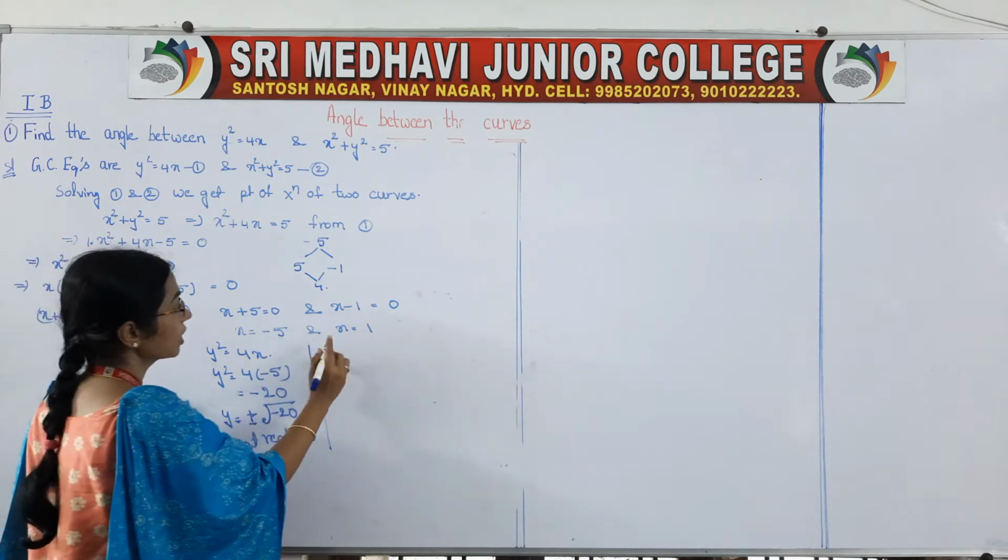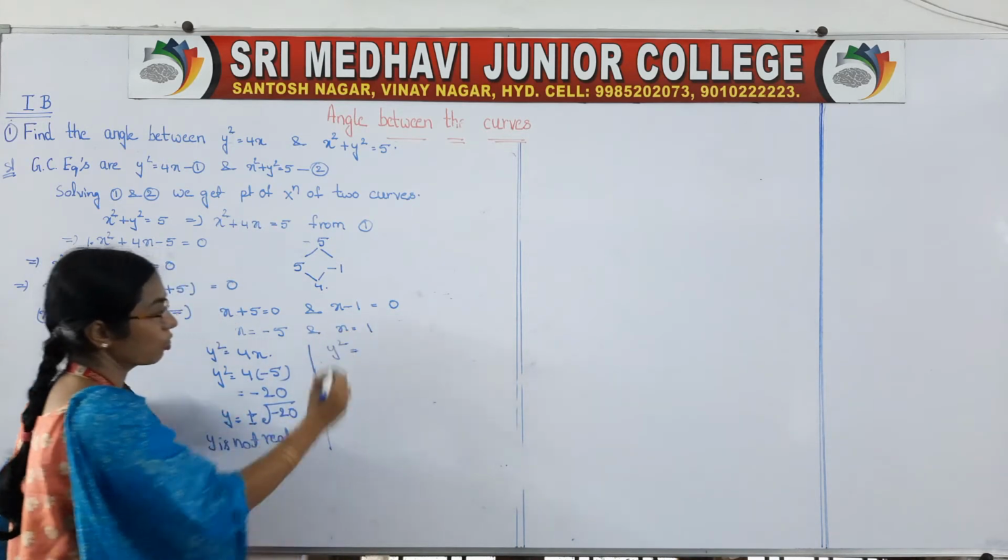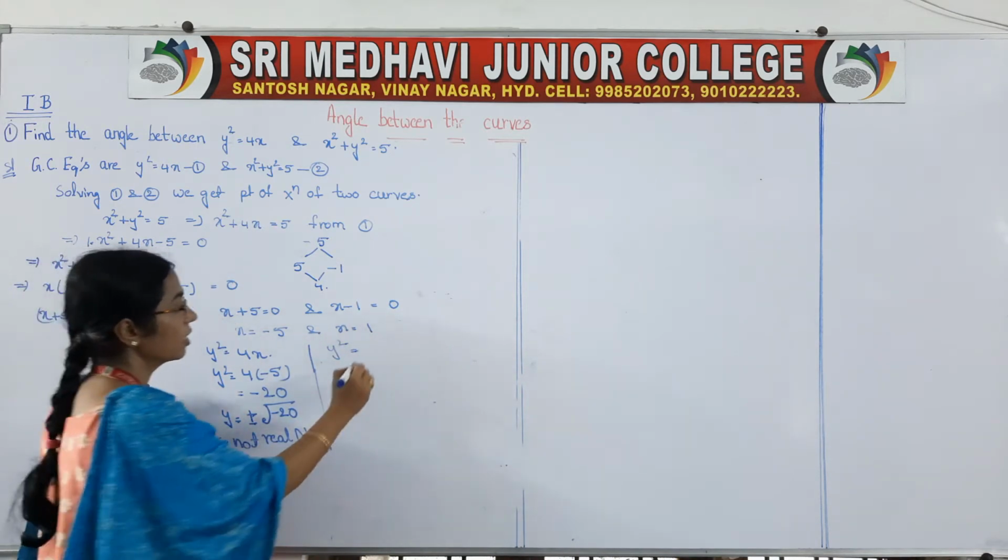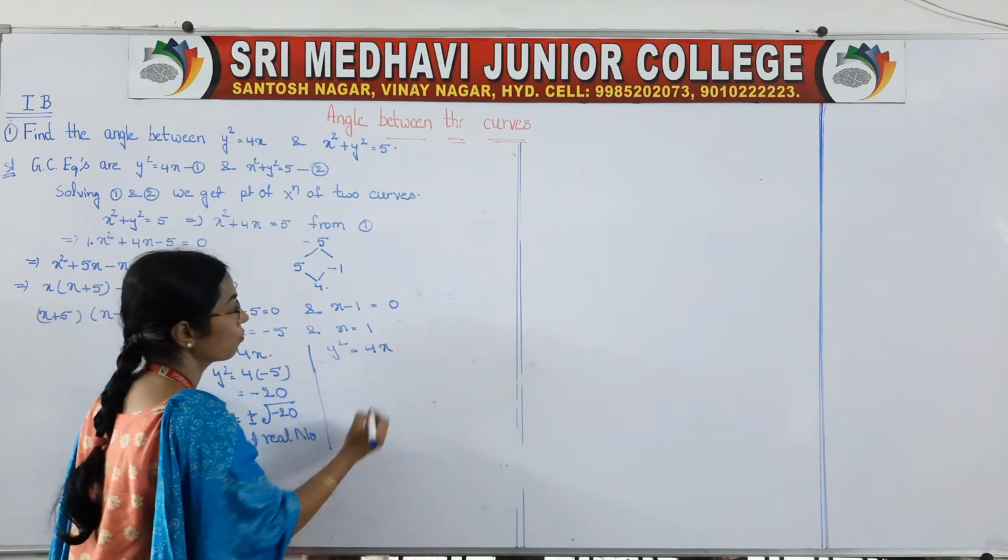Now come, let's see what the y value will be if x is equal to 1. So y square is equal to 4x.